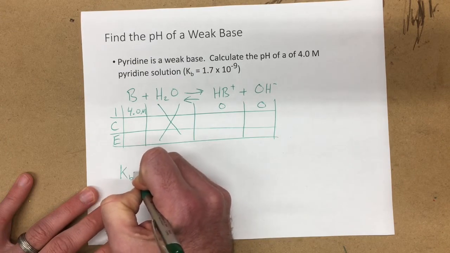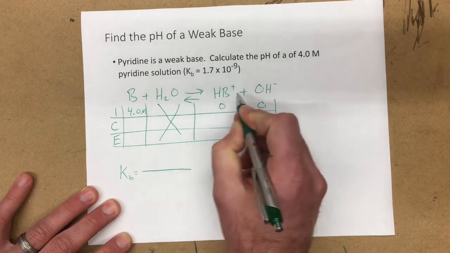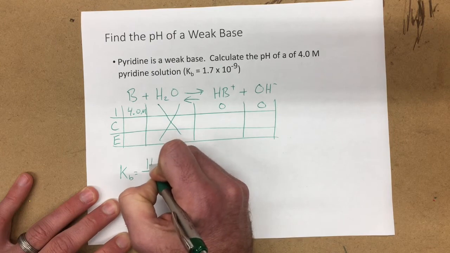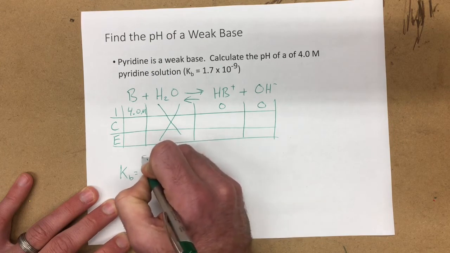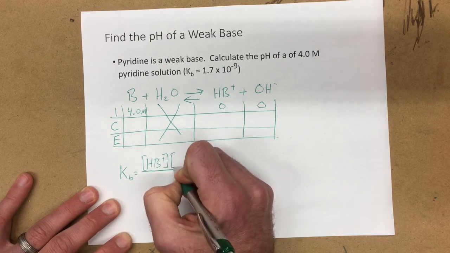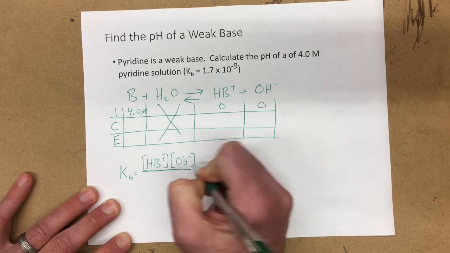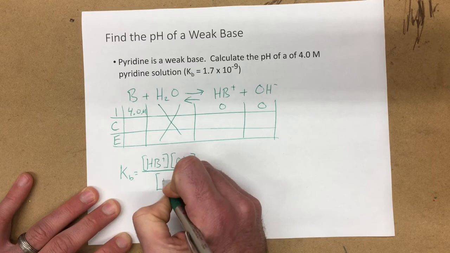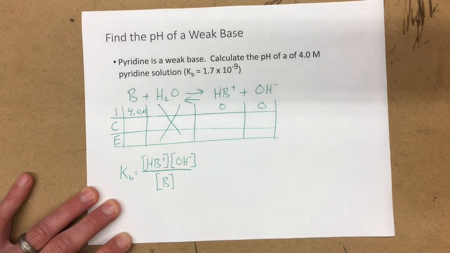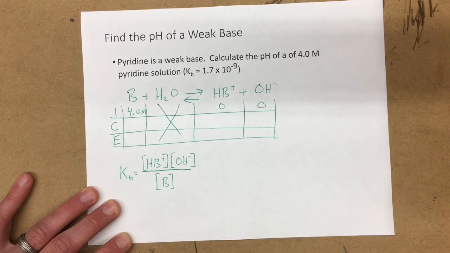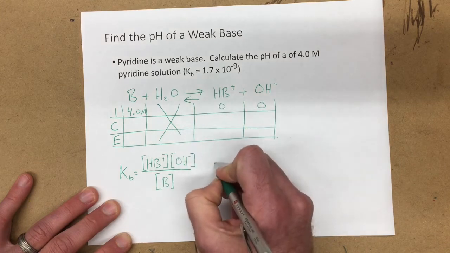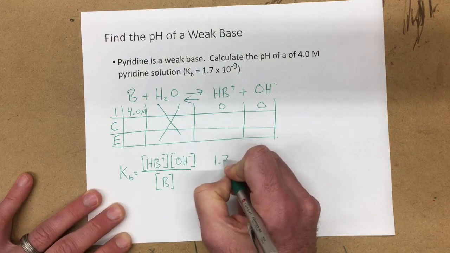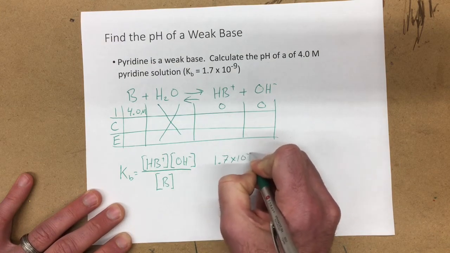We can write out our equilibrium expression. So Kb is equal to, we're going to put our products on top. So HB+ and OH- will be on top because those are your products. And on the bottom, your reactant will be the base. In this problem, they gave us Kb. It is 1.7 times 10 to the negative 9.